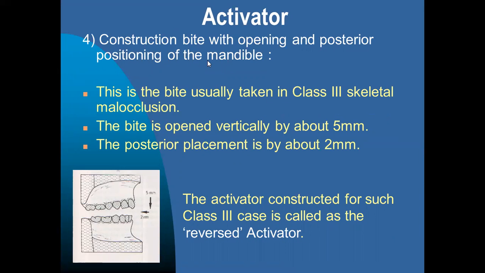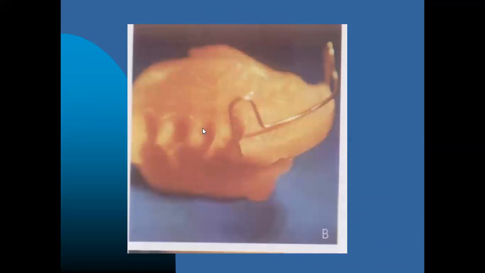The 4th type of construction bite is opening and posterior positioning of the mandible. This type of bite is usually taken in a class 3 skeletal malocclusion. The bite is opened vertically by 5 millimeter and the posterior placement is around 2 millimeter. This type of construction bite is used for the class 3 malocclusion and is called a reverse activator. This is a picture of a completed activator, and this is the trimming done with a honeycomb appearance, as seen in the posterior region.